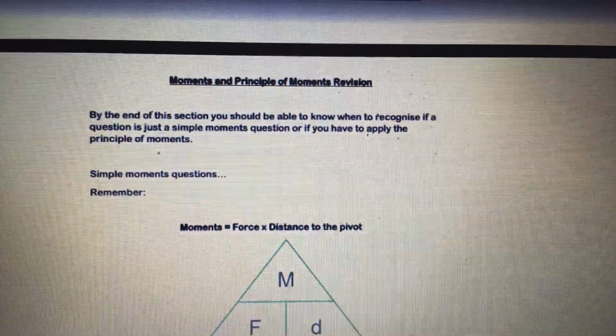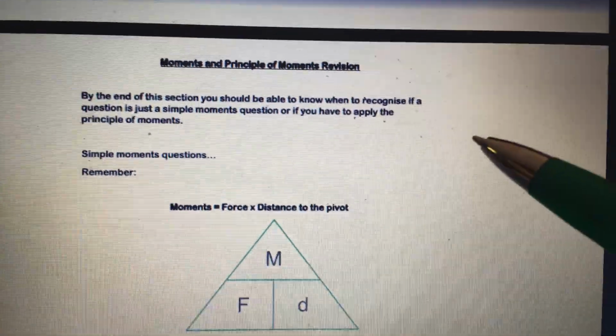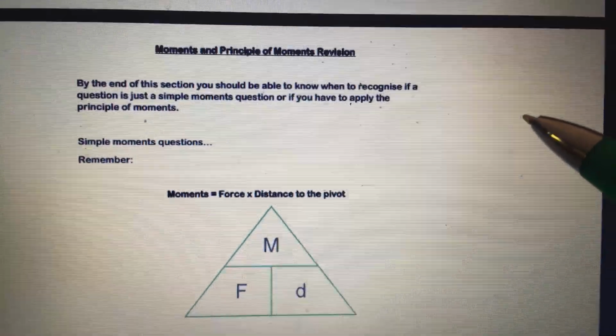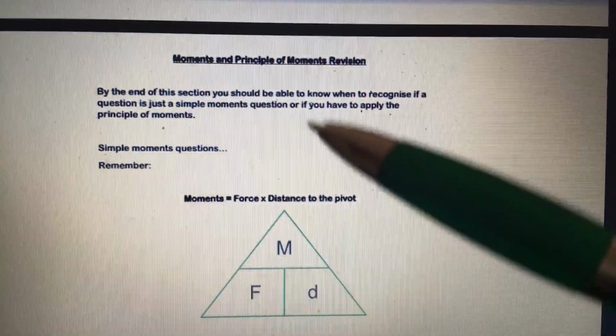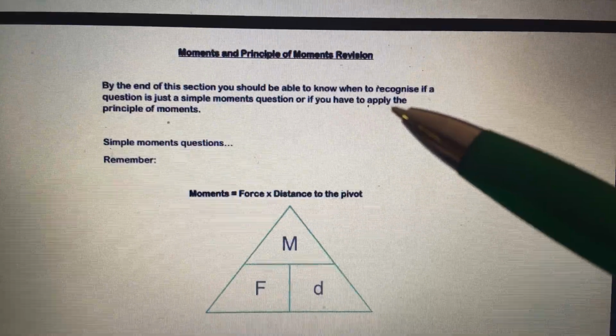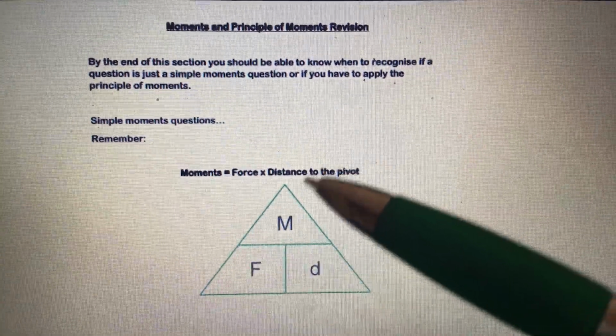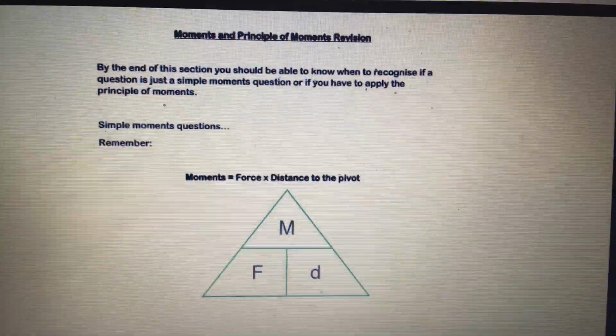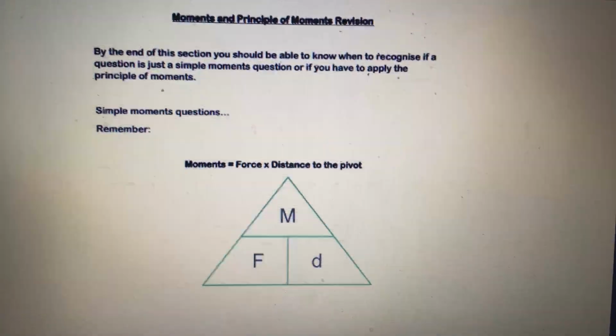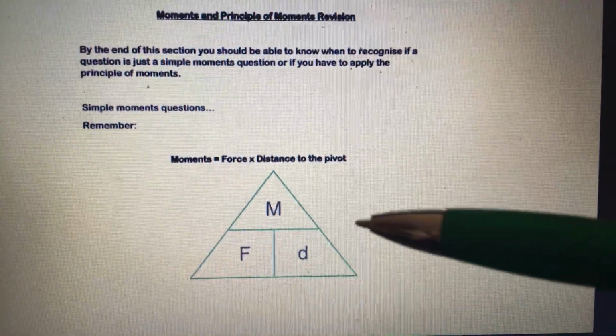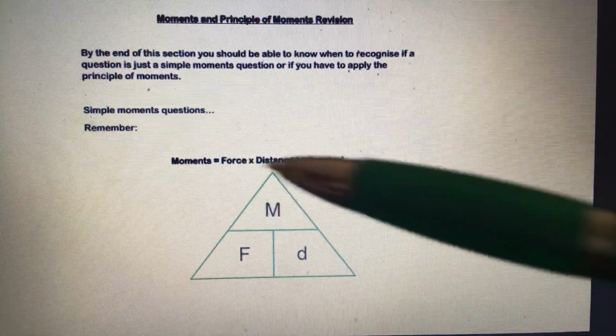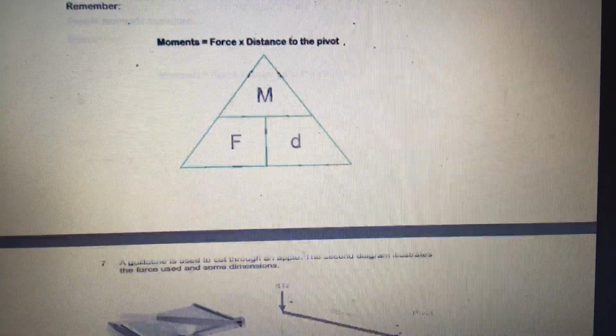Some questions will be just straightforward moments questions and some questions will be principle of moments questions. So by the end of this section, you should be able to recognise if a question is just a simple moments question or if you have to apply the principle of moments. So for simple moments questions, remember the formula is moments equals force multiplied by distance to the pivot.